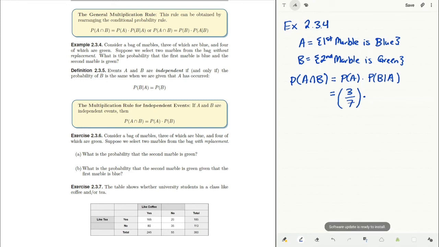So now given that the first marble is blue, then what's the probability that the second marble will be green? Well, there are 4 green marbles remaining in the bag with 6 total in the bag. And so the probability of B given A is going to be 4 out of 6. And so now we can multiply these probabilities. We end up with 12 over 42. And this can be reduced to 2 out of 7.